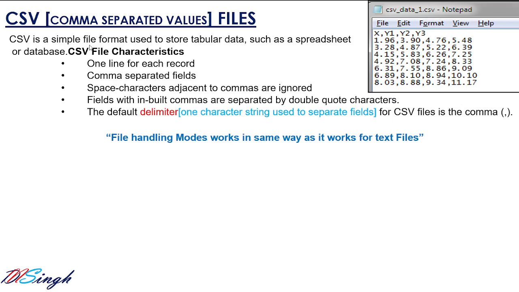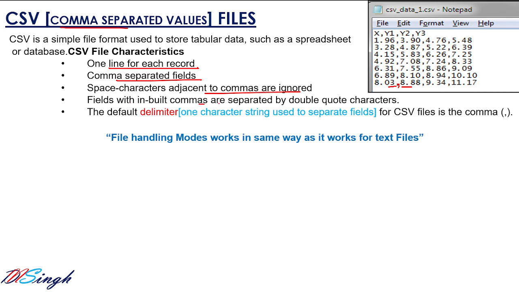Let us move ahead. CSV files, the full form of CSV is comma separated values. So here you have comma separated values files. CSV is a very simple file format and it has very good characteristics: one record is stored in one line, they are very light, and all fields are comma separated. Space characters adjacent to comma are ignored. So if this is the comma, spaces before or after it are ignored.